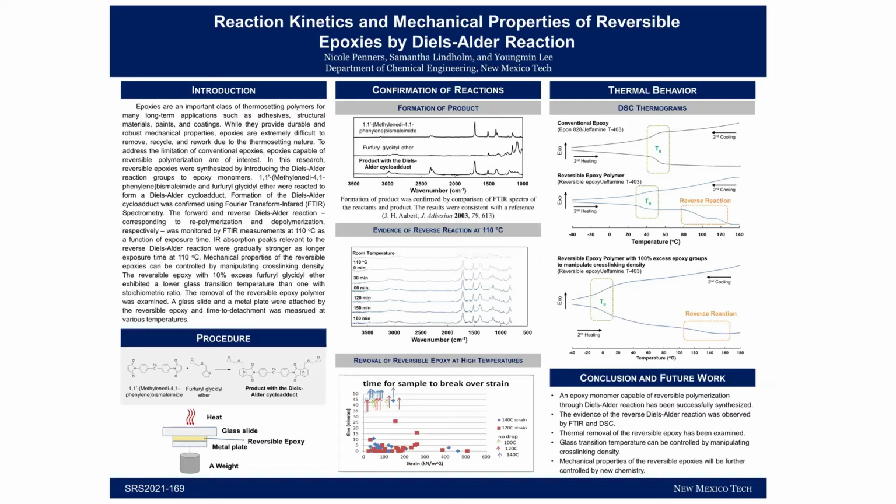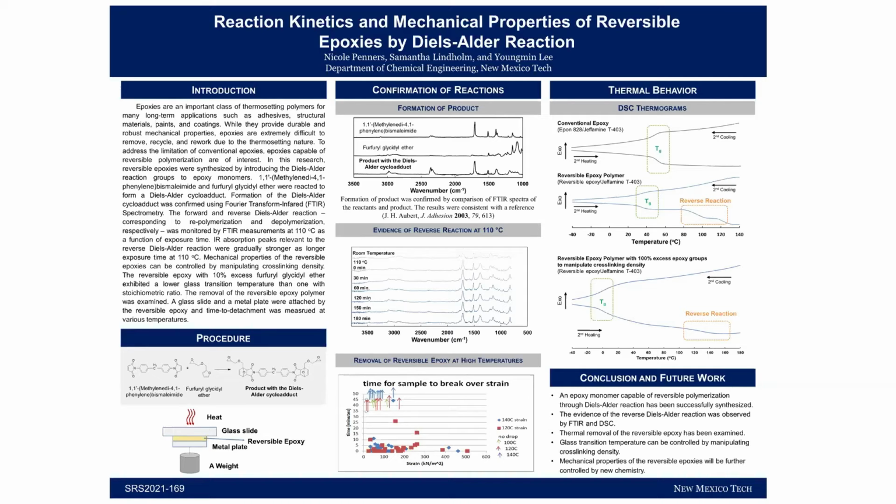And then at that point, we synthesized the polymer, and to do that, we added our monomer to our hardener, which was Jeffamine T403, and we made our conventional epoxy. We made our reversible epoxy, and then we did DSC scans to compare the conventional epoxy to our reversible epoxy polymer.